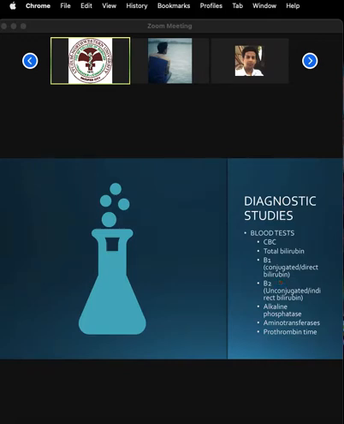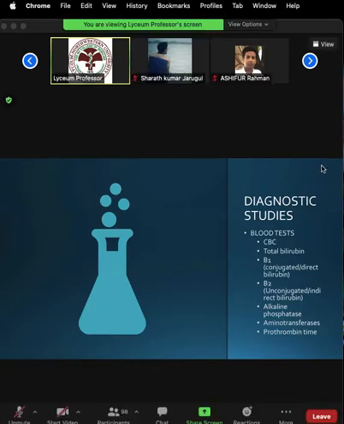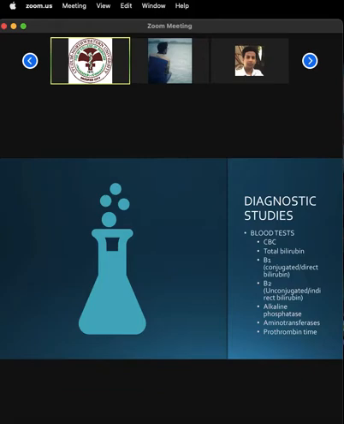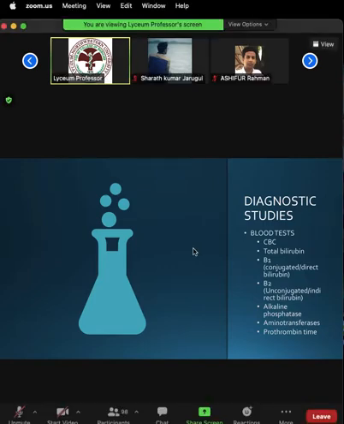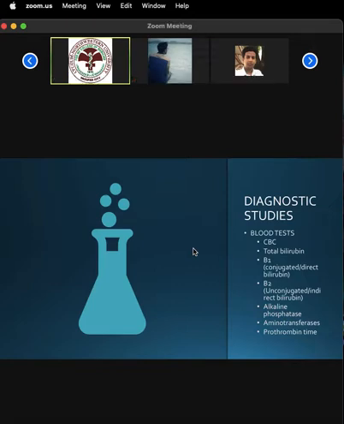So if you have elevation of your white blood cell count plus elevation of your conjugated bilirubin plus elevation of alkaline phosphatase and your aminotransferases, this is a diagnostic feature of cholangitis. On the other hand, if you have an elevated bilirubin plus elevated alkaline phosphatase, this speaks of extrahepatic biliary obstruction.